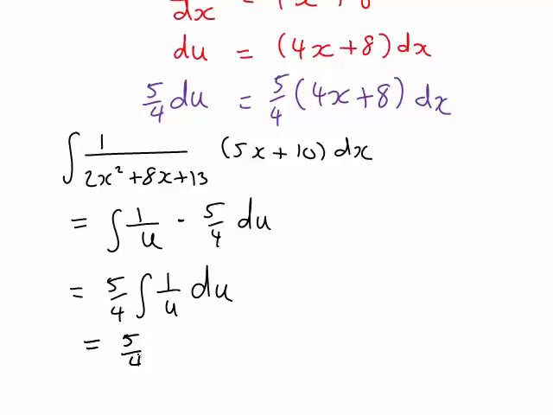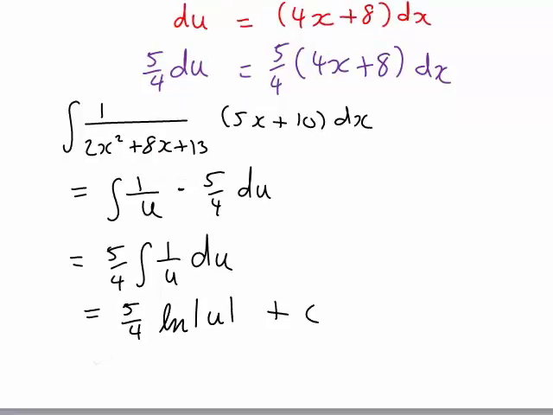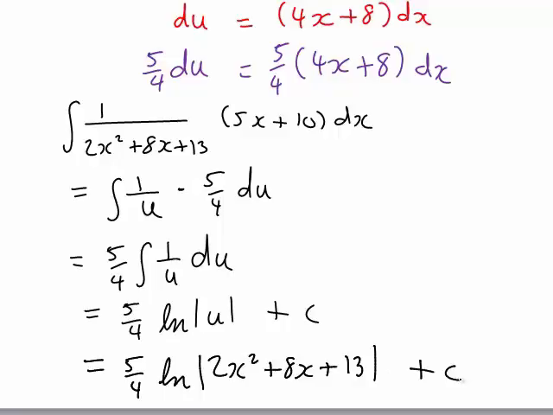The integral of 1 divided by u is just the natural log of the absolute value of u plus a constant. So in this case, our final answer will just be 5 divided by 4, natural log of, and u was the 2x squared plus 8x plus 13, so substitute that back in, plus constant c.